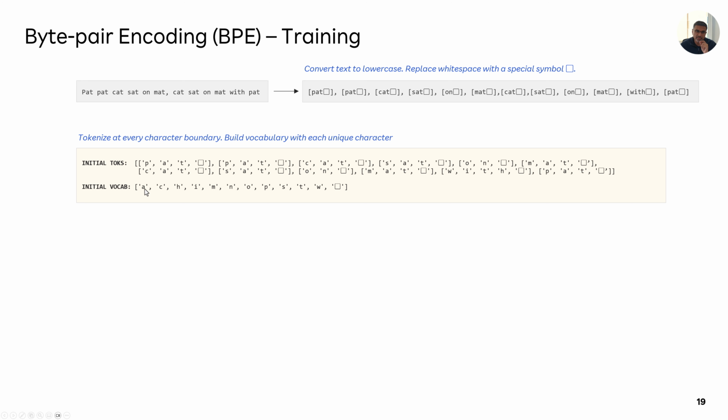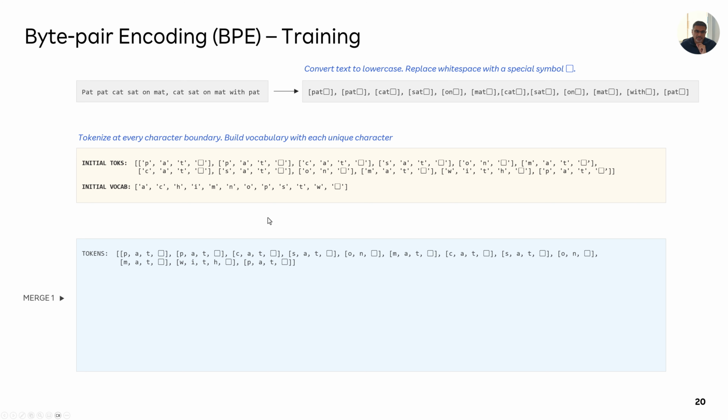The initial vocabulary is going to have only the unique characters. These are the only unique characters in this entire sentence, so this gets added to my initial vocabulary. Notice that even the white space is added to the initial vocabulary. The next thing I do is what is called merging, and this is the crux of BPE. Let's try to understand this. I have my tokens. This is merge, I'm merging for the first time. These are my tokens. What I've done is I've split them at every character, and I've built my vocabulary based on every unique character that I've seen.